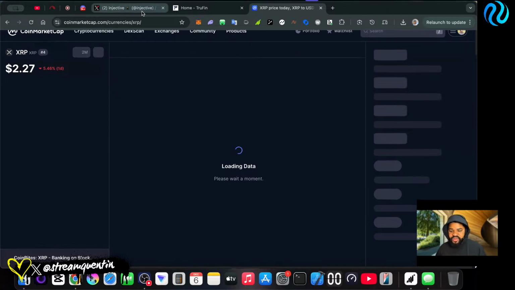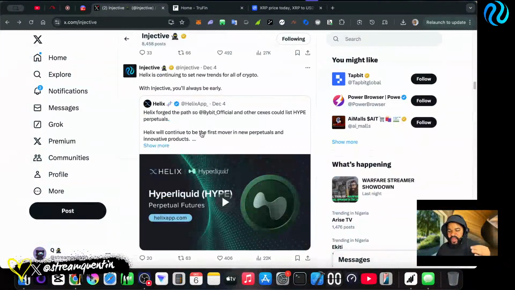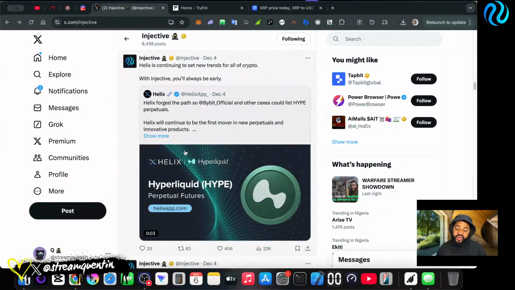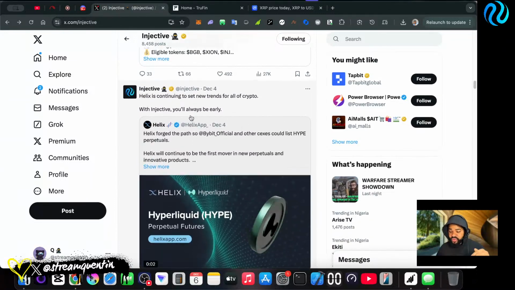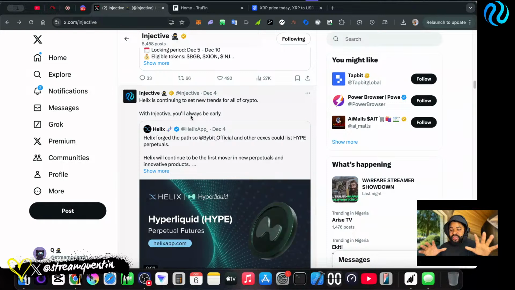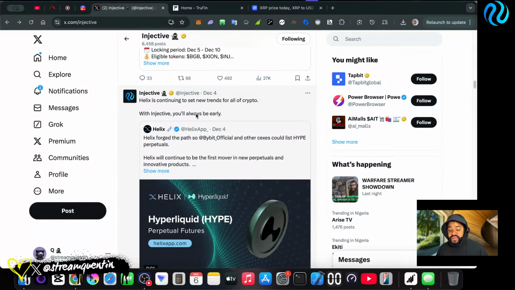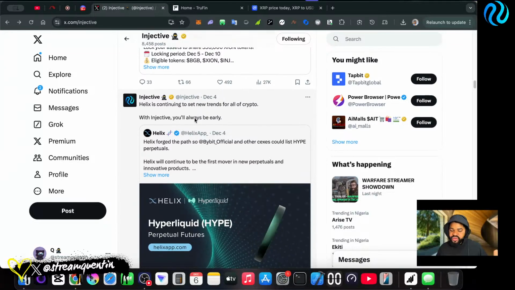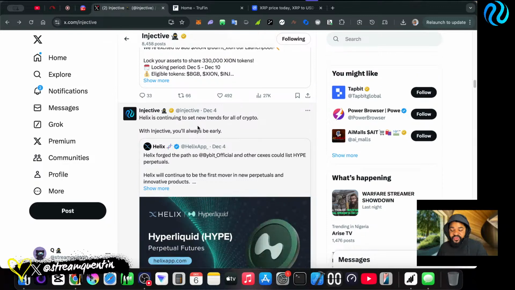While that is loading, we could also move to what else is new. There's also Hyperliquid ready on Helix on Injective, which is not bad. Of course, this was an airdrop that was massive throughout this week, and it only makes sense for the premier DEX on Injective to have Hyperliquid.